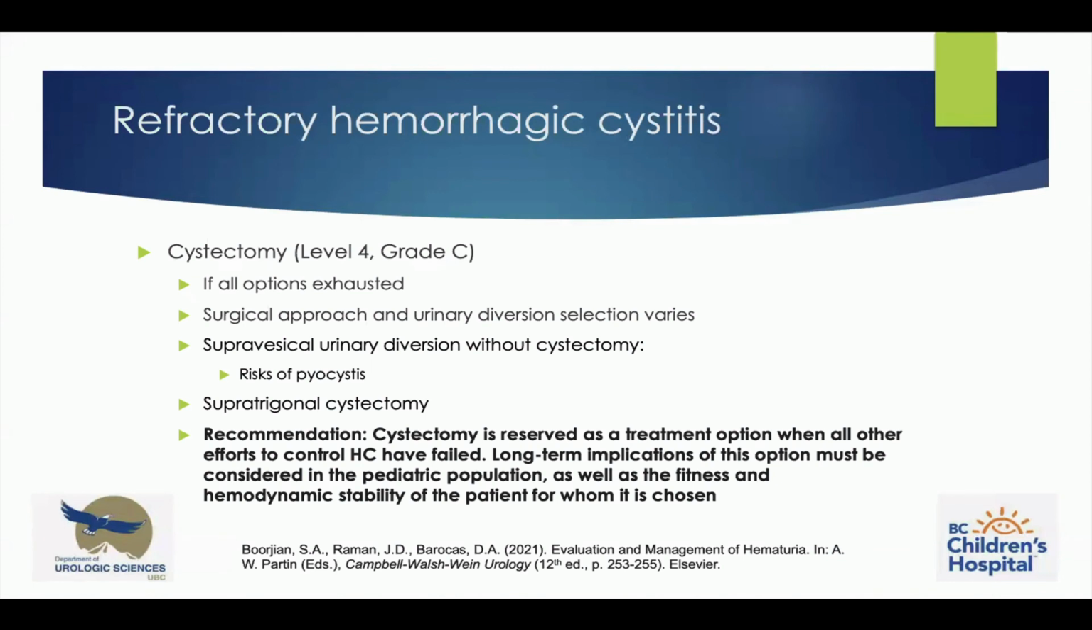And then we can do a complete cystectomy or a supratrigonal cystectomy with bladder neck preservation if the ureters are unobstructed. So the recommendation is that cystectomy is reserved as a treatment option when all other efforts to control hemorrhagic cystitis have failed. And long-term implication of this option must be considered, especially in the pediatric population, as well as the fitness and stability of the patient for whom it is chosen.